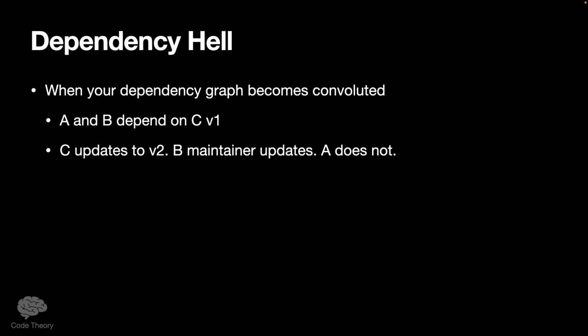C then updates to version 2, which means that B, the B maintainer, updates their code, right? So they make sure that their code works correctly with V2. A now does not. Whoever is using A, or whoever is building A, they dropped off the face of the earth, right? They maintained a GitHub repo with a dependency that was great, and you really loved it, and it was doing all the things you wanted.